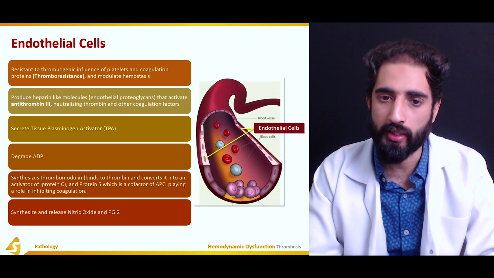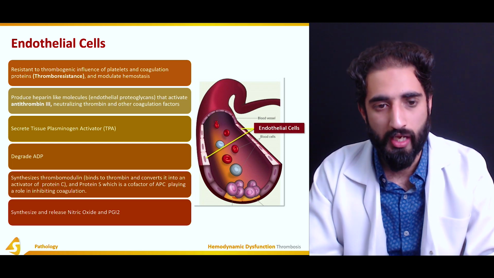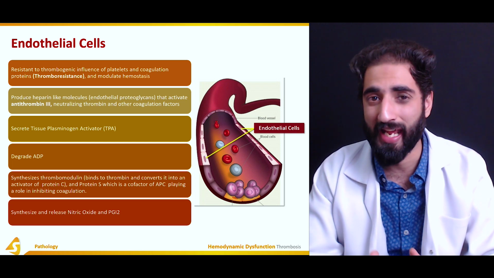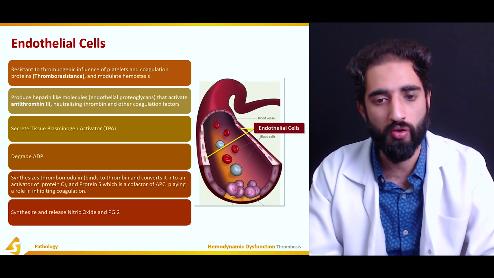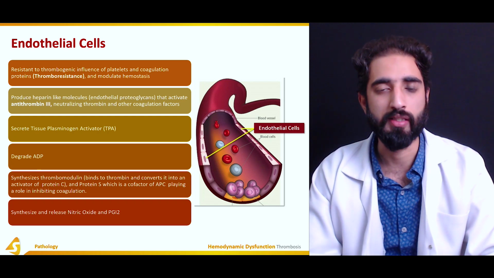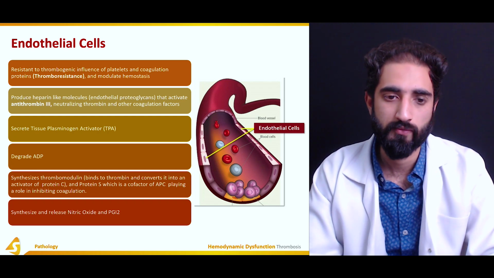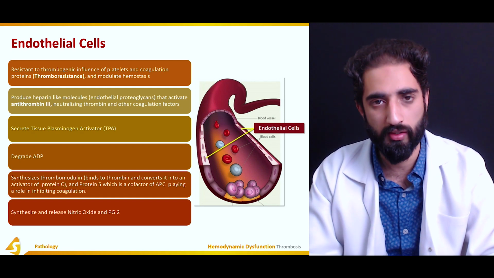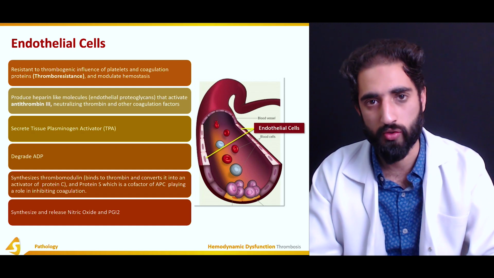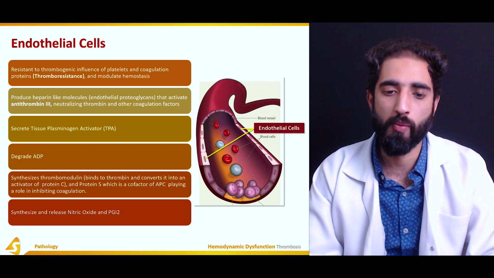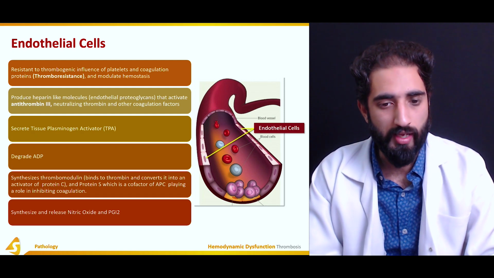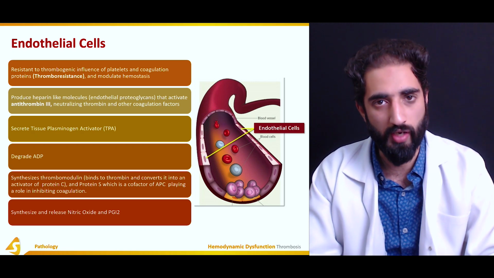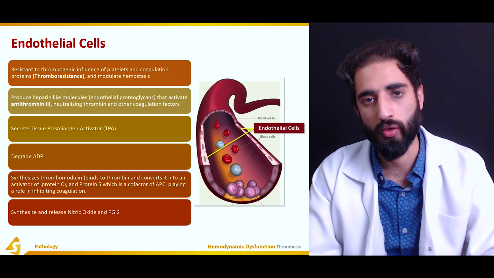They produce heparin-like molecules such as endothelial proteoglycans, which activate antithrombin 3. As the name suggests, antithrombin neutralizes, or works as an antagonist to, thrombin and other coagulation factors, thus preventing the formation of a thrombus. They also secrete tissue plasminogen activator and degrade adenosine diphosphate, which was also an activator of platelet aggregation. They also synthesize thrombomodulin, which binds to thrombin and converts it into an activator of protein C and protein S, which is a cofactor of activated protein C, playing a role in inhibiting coagulation.